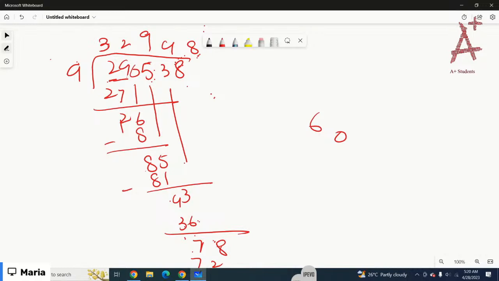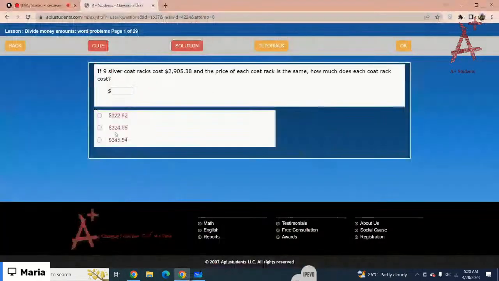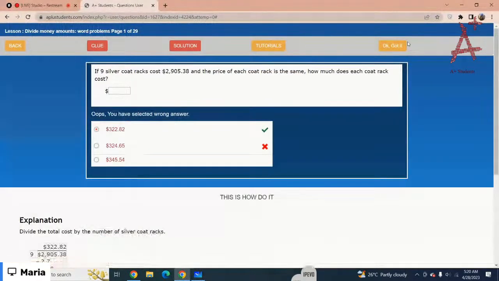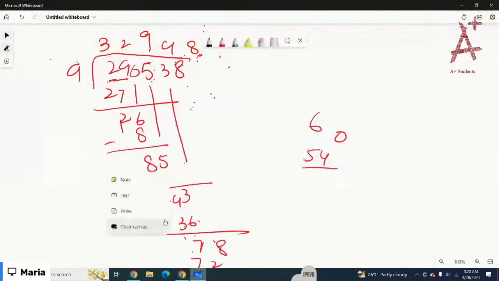9 times 5 is 45. 9 times 6 is 54. So it would be 322.82. Oh, you already have a decimal point. Most probably I made a mistake. Got it? Okay, let's just move on to the next question.